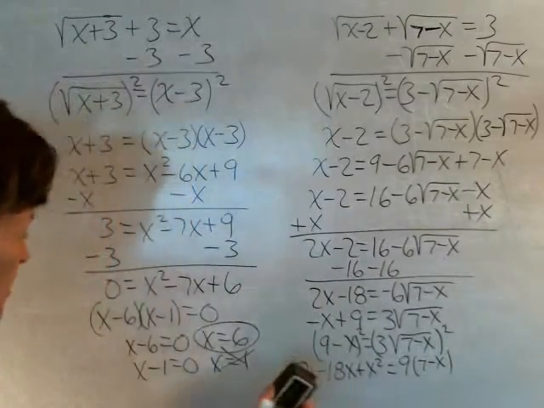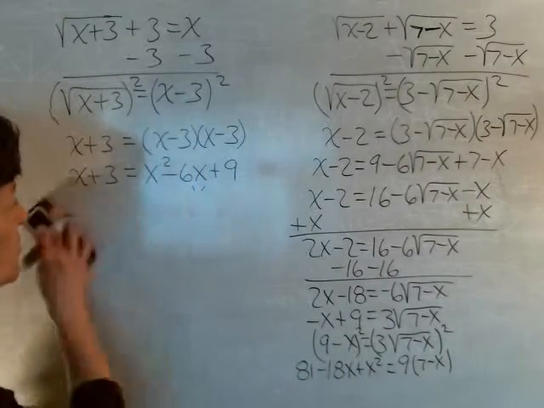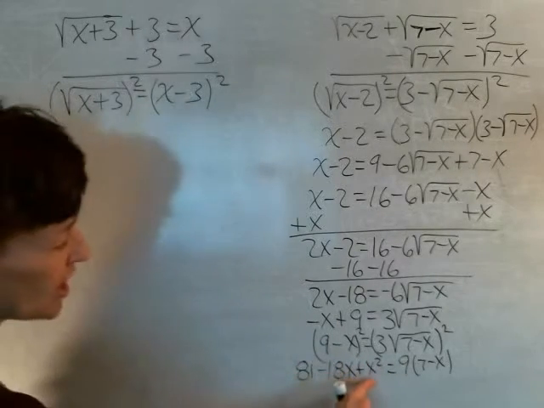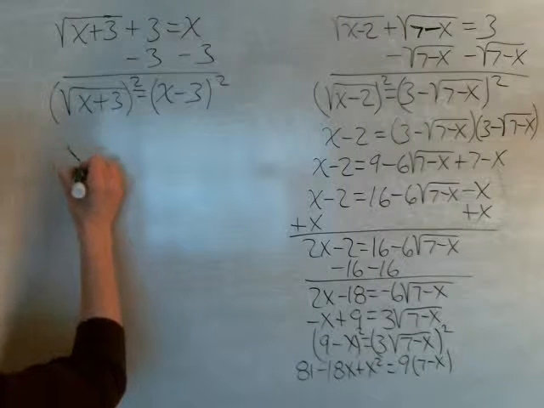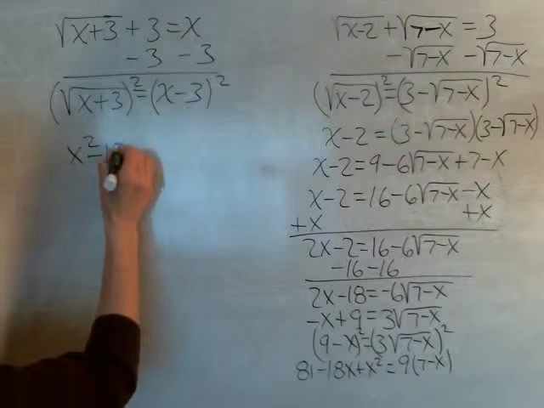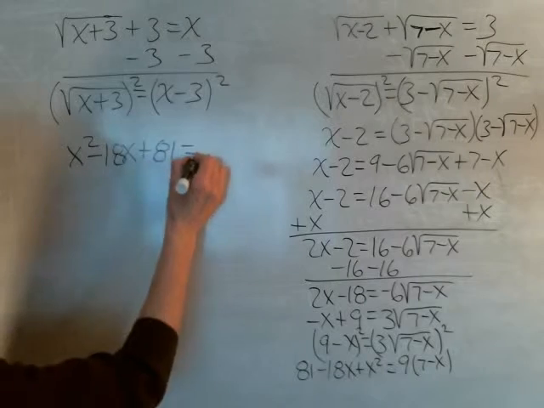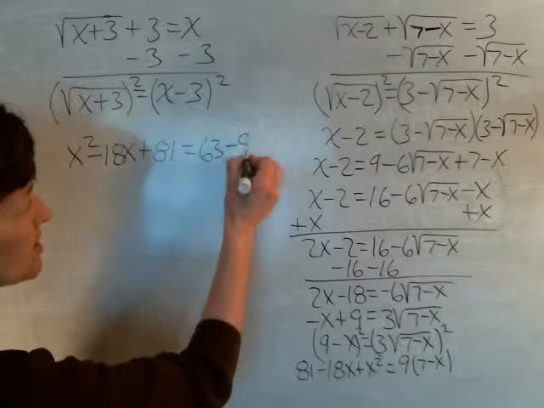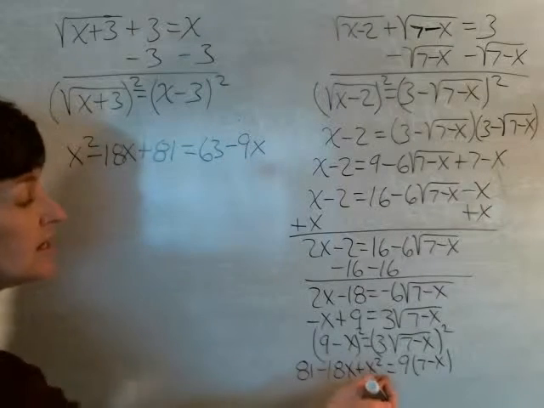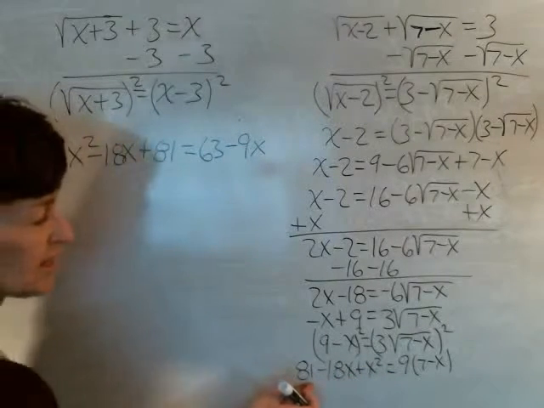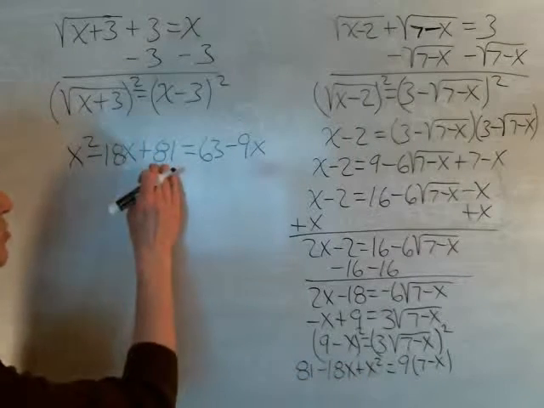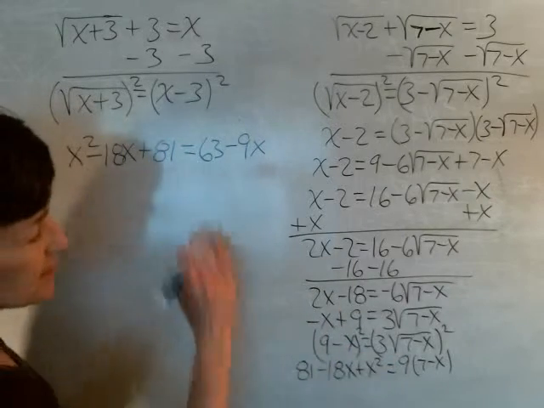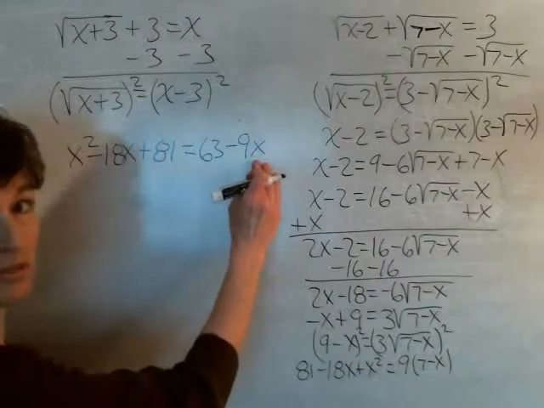All right, now, I'm kind of out of room, so I'm going to erase my work on the previous problem. We don't need that anymore. And we'll come over here and rewrite this so that the x squared is in front. x squared minus 18x plus 81 equals, and then I've got 9 times 7, which is 63, minus 9x. So what I did is I just used my commutative property of addition, which says that the order doesn't matter. I can change the order when I'm adding, as long as I keep the signs with the terms that I'm adding. And then I used my distributive property over here to get rid of the parentheses.